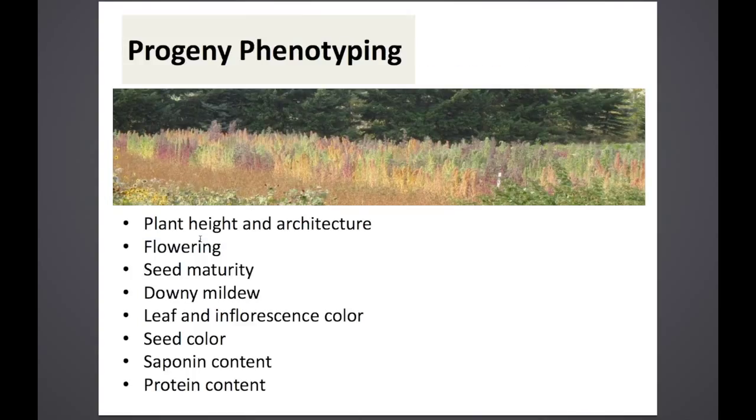So when we phenotype, we're looking at many different traits, but not all of them. Plant height and architecture are very important. Flowering, seed maturity, again, downy mildew. Leaf and inflorescence color, seed color, saponin content, protein content. And this is what we're looking at on almost all the progeny lines. When we get down to a certain point, then we can start looking at the nutritional value and other things that we can't do on 800 different lines, but we can do on 10 or 20.